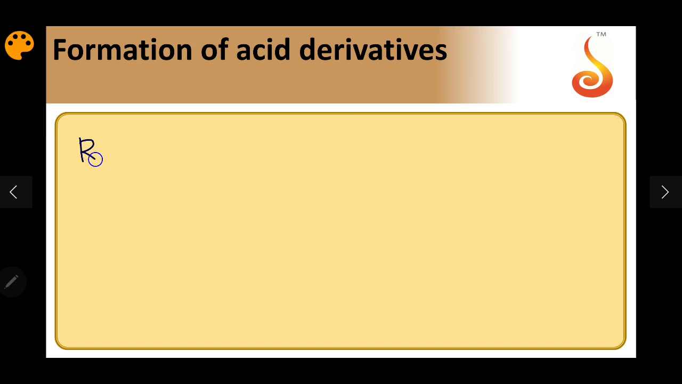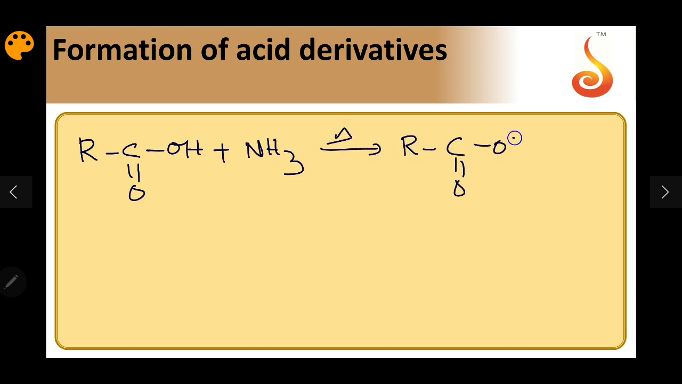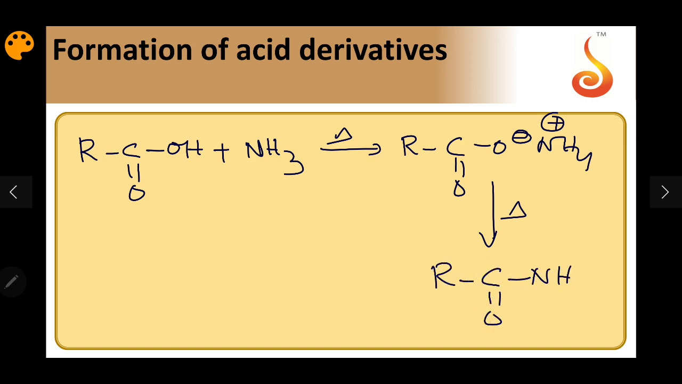Amides: RCOOH reacts with ammonia and is strongly heated. First it forms RCOONH4, the ammonium salt. This is strongly heated to get RC double bond O NH2. This is the amide. So acid chloride, anhydride, ester and amide can be prepared from carboxylic acids.